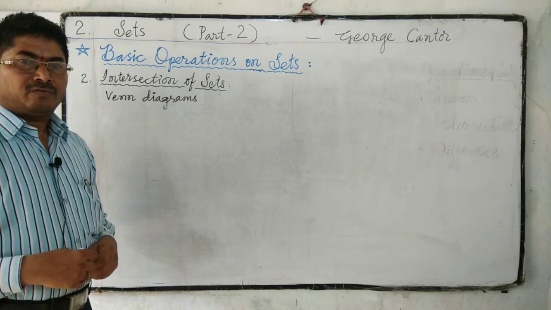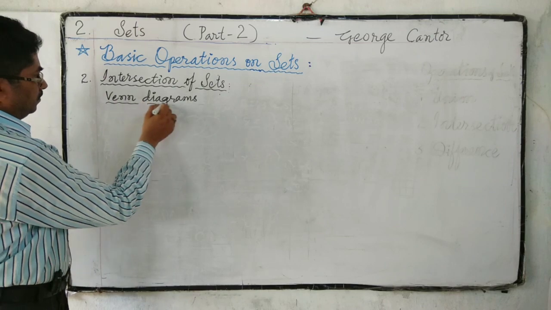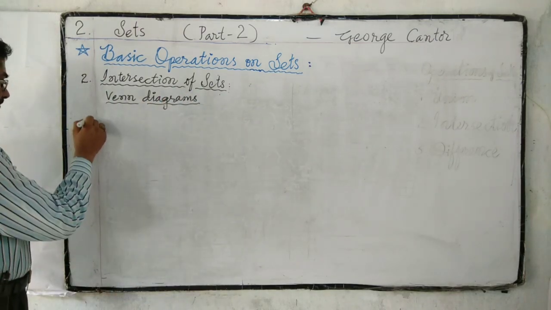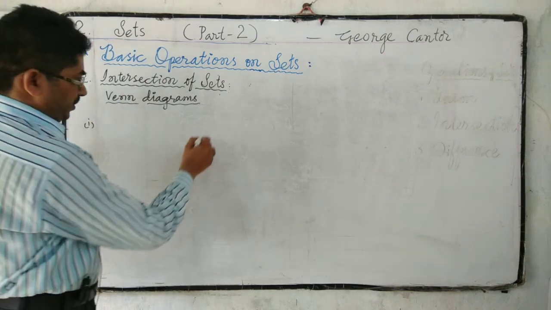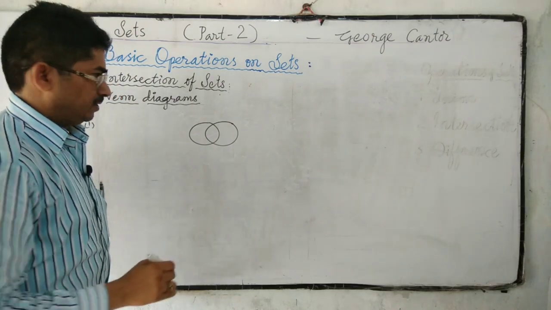Now let us see Venn diagrams. Two sets are intersecting. A and B are intersecting like this.